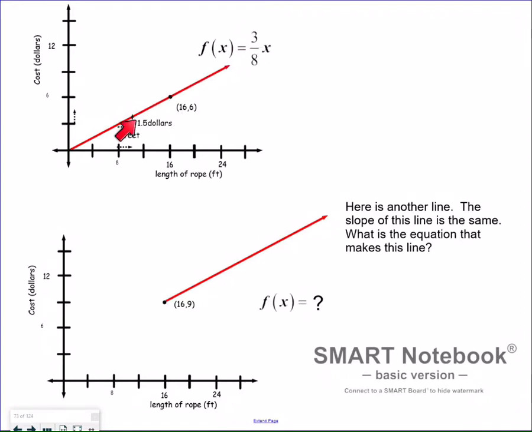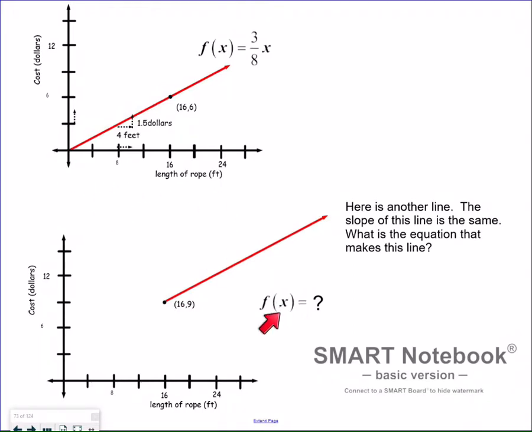And we can even use fractions, like 4 feet for $1.50, or 1 foot would be about 32 cents, something like that. Anyway, the line that I have down here looks exactly the same as this line. The only difference is it doesn't go through the same points. You see, this one goes through (16, 6), and this one goes through the point (16, 9). So it appears as though this line has drifted away from its original home at the origin.